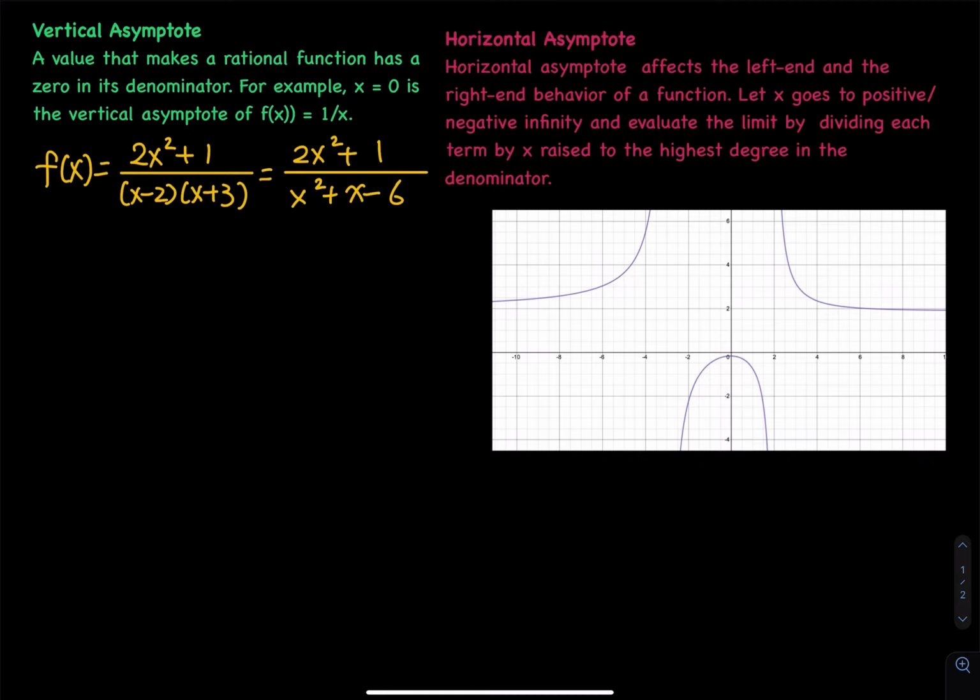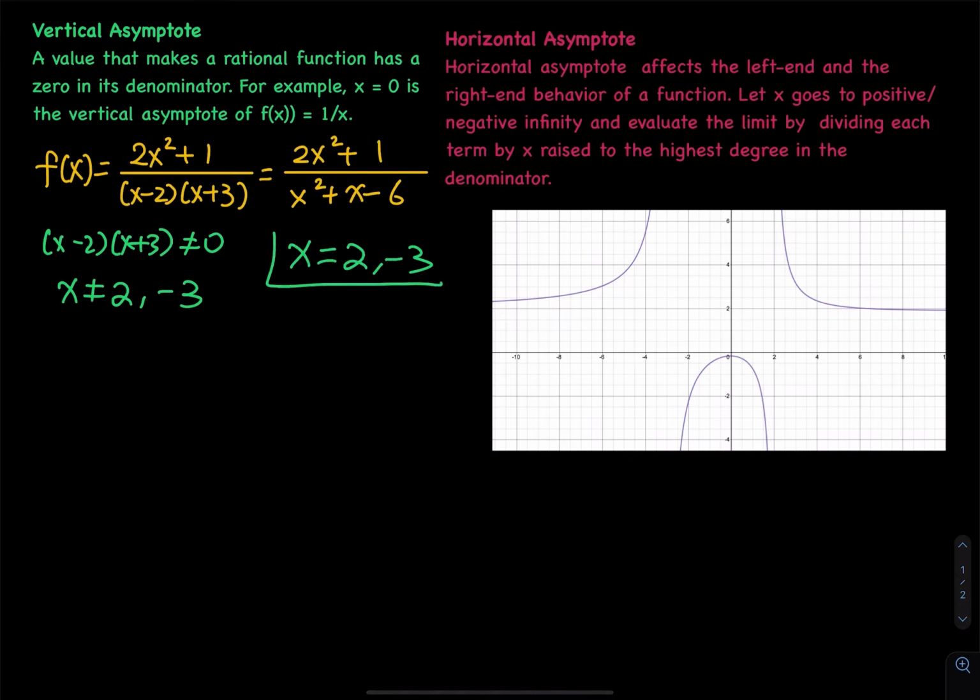For example, if you have 1 over x, the reciprocal function, then x equals 0 is a vertical asymptote because when x equals 0, the function is undefined. In this function, we have x minus 2 and x plus 3 in the denominator. So we have to say that x minus 2 and x plus 3 cannot be equal to 0. As a result, x cannot equal 2 and x cannot equal negative 3. So when x equals 2 and negative 3, these are vertical asymptotes.